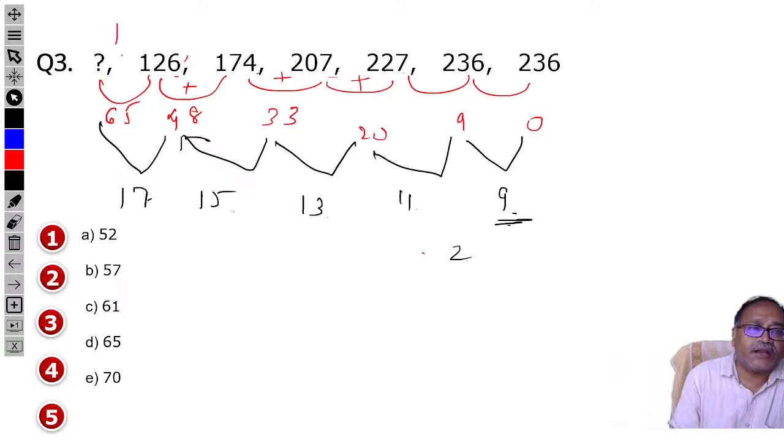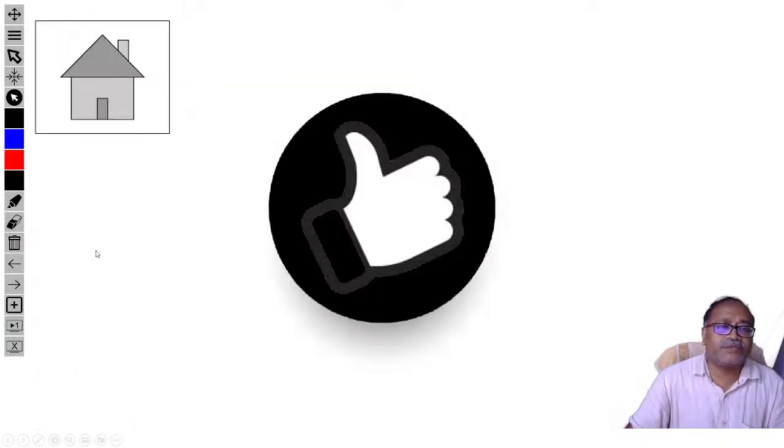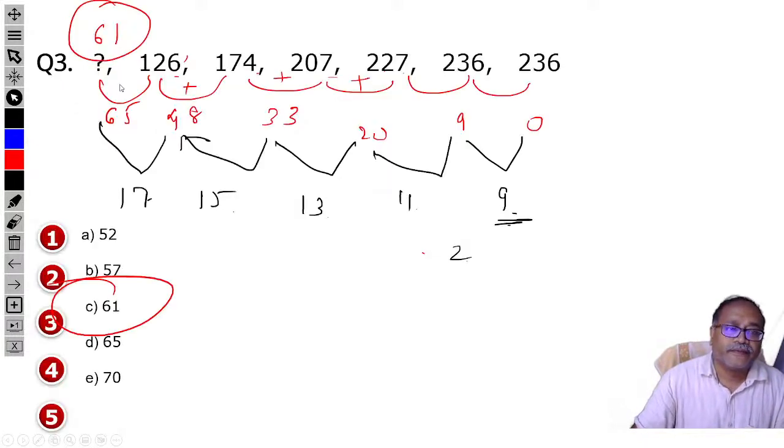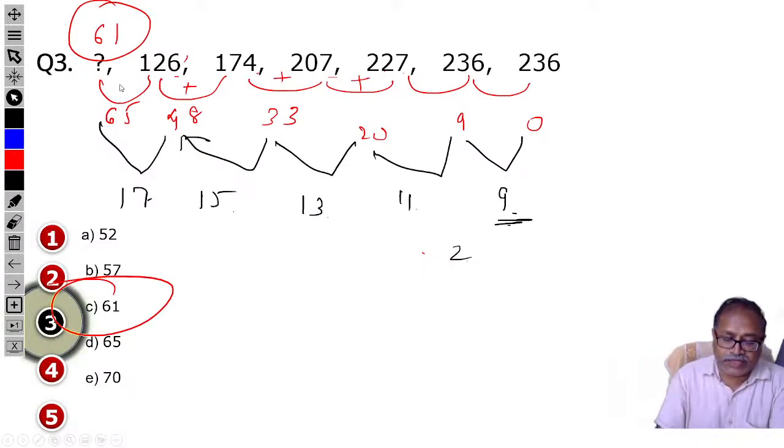So this is 1 and this is 6. 61 should be my answer, option C. Let's check that option C is correct. That's right. Oh wow, Aman did it. That's great. That's great. That's great.